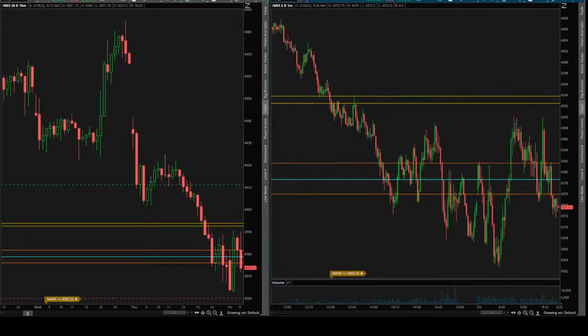NASDAQ still looking weak here. ES, I feel, is trying to follow suit. Will it stay below this area? That's the question. Or does it come back up to somewhere in here and then fail? NASDAQ just put in a new low of the day. Kind of close to some support though.